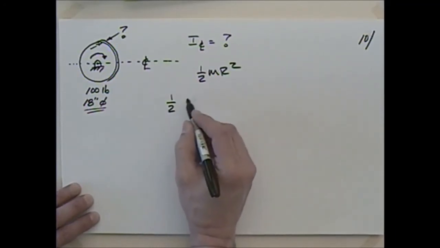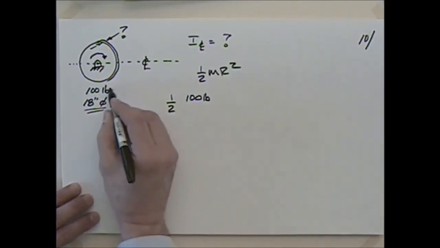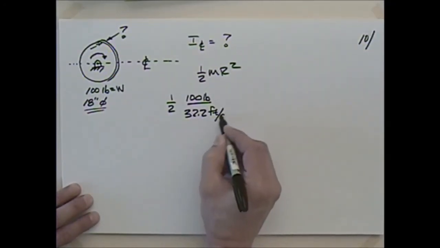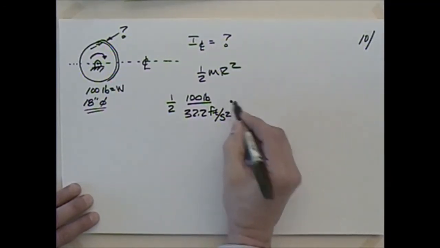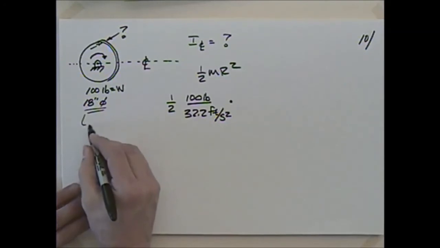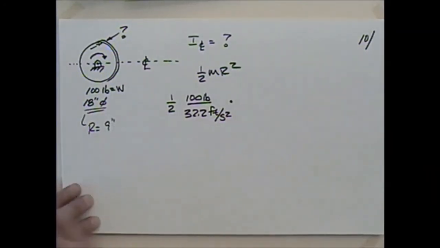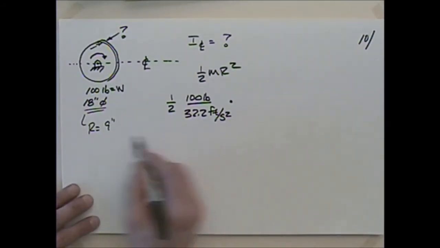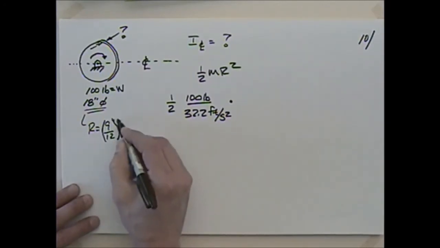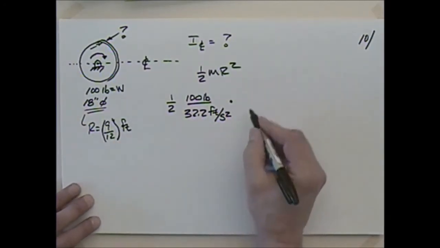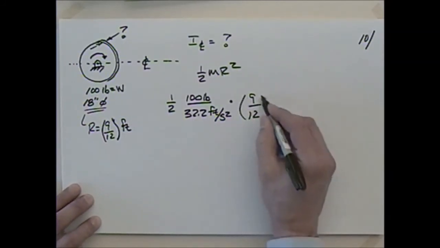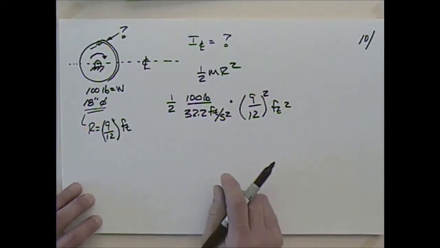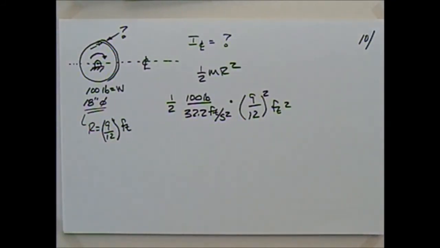So I've got 1/2 times 100 pounds, and that is a weight, isn't it? So I need the mass. I'm going to divide by 32.2 feet per second squared. And then I have to multiply this by the radius. Now I know that the radius is equal to 9 inches. Divide 18 by 2, you get 9 inches. But if I'm working in feet here, I'd better do what? Divide by 12 and call this feet, right? So I'm going to say that this is 9 over 12 squared, feet squared. Okay. So I guess I could run through the math here.